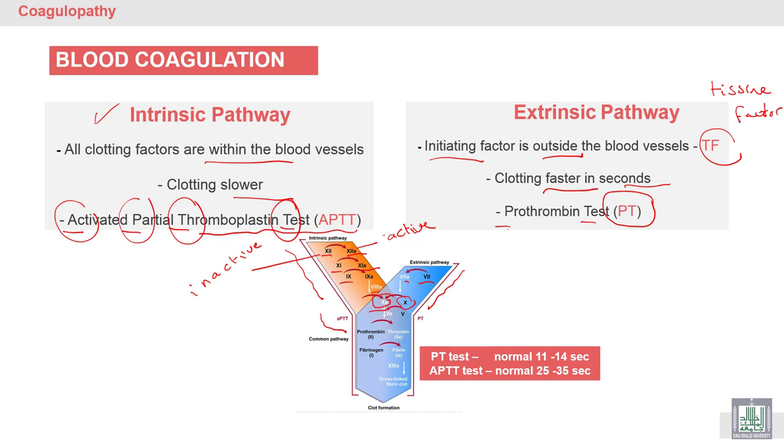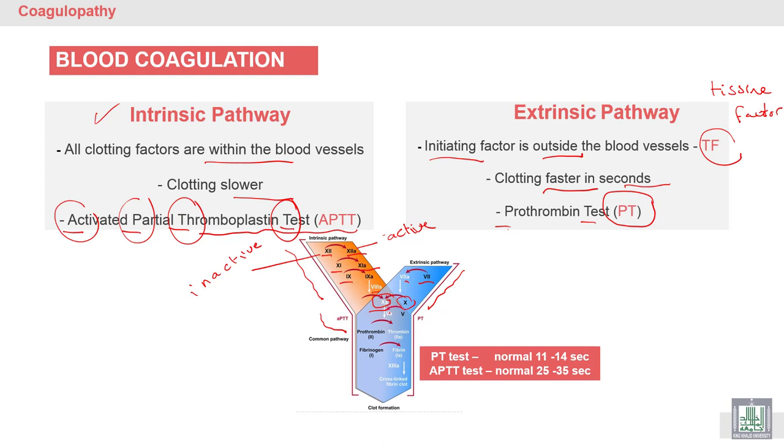PT, the normal range is from 11 to 14 seconds, while the activated partial thromboplastin time normal level is from 25 to 35 seconds. This is the intrinsic pathway, and this is the common pathway. Both pathways merge at factor 10. They meet each other at factor 10.